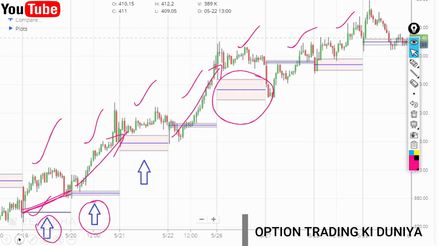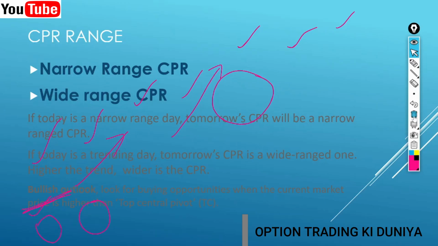Now let me come to the CPR range, narrow range CPR, wide range. I already explained. If today is a narrow range day, the market is ranging very narrowly, tomorrow CPR will be very narrow. If today is a trending day, tomorrow CPR is going to be very wide. So the higher the trend, either upward trend or downward trend, the wider is the CPR.